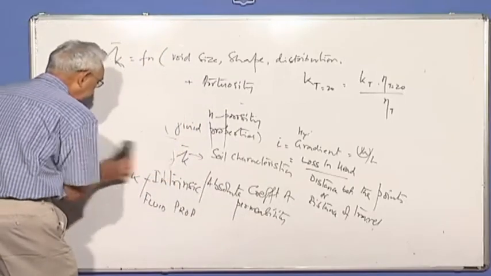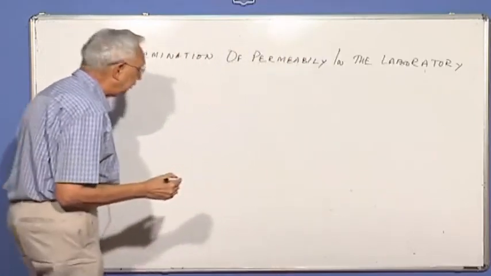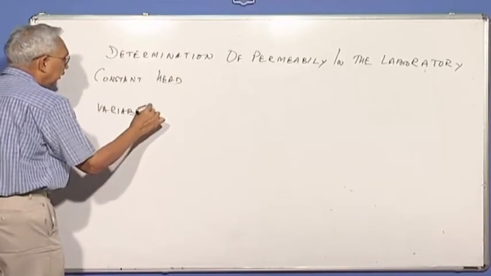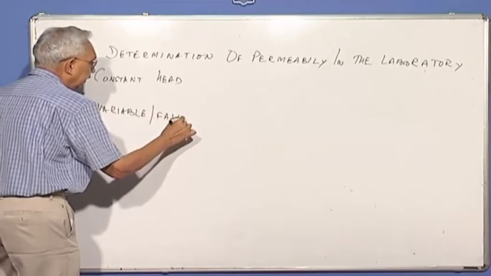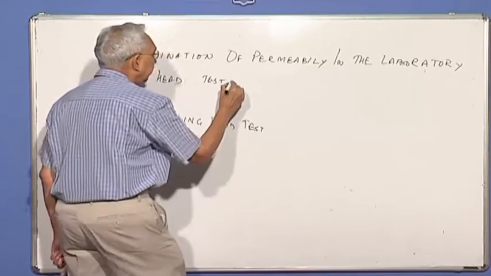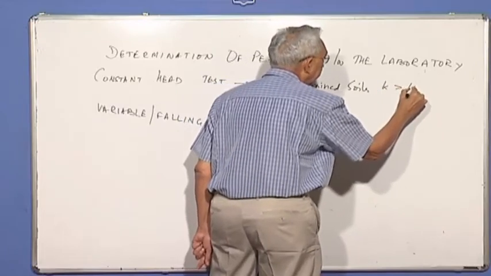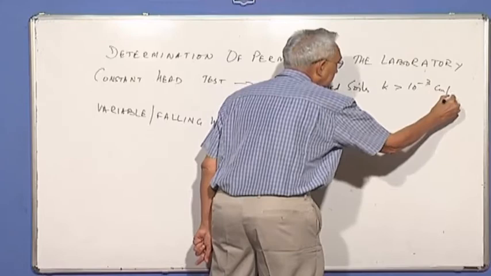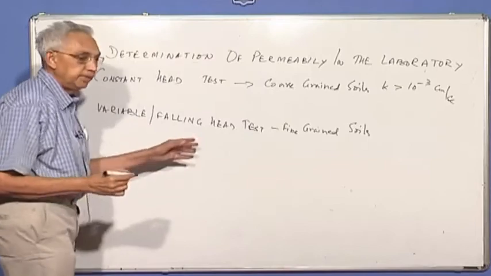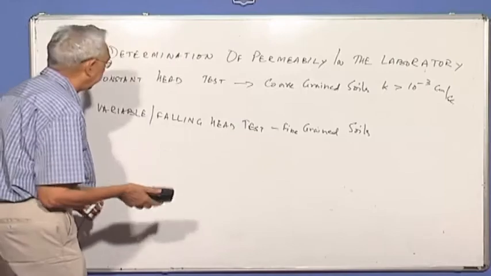We looked at, after this, two methods of determining permeability in the laboratory. We have two tests. One is called the constant head, another is called variable or what we call falling head. Variable head test and constant head test. This one is for coarse grain soil. Permeability is generally greater than 10 to the power of minus 3 centimeters per second. Whereas this is for fine grained soil, and we have discussed the same, so I don't want to repeat, but maybe I'll show you a small presentation on that later.